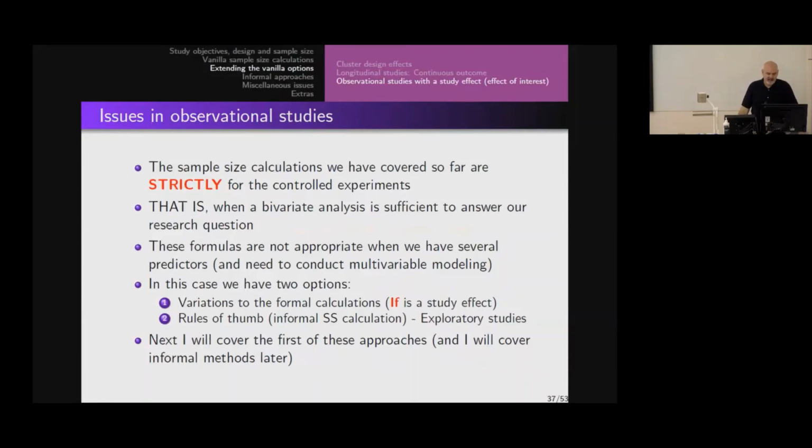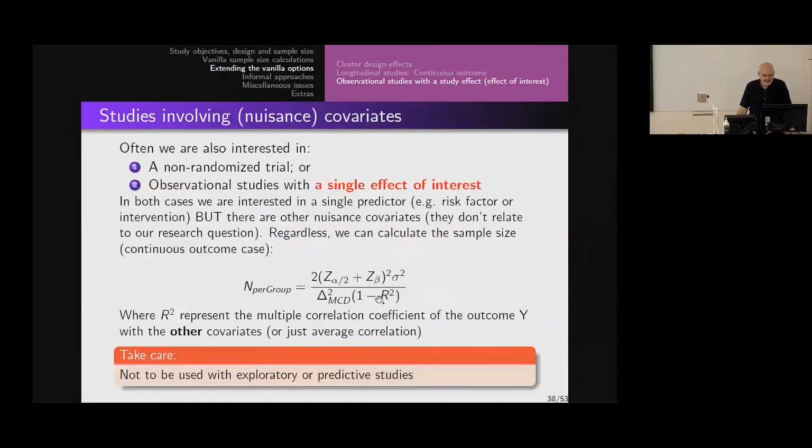That's fine. Okay. The second is the informal sample size calculations, which I'd use in exploratory studies. So if I don't have a particular study effect, I'd go with informal. But selling that is a different matter. So I'm going to just cover the first of these approaches, which again is just an extension to a basic sample size calculation. Here, I would use this for a non-randomized trial or an observational study like a cohort study with a single effect of interest, a study effect.